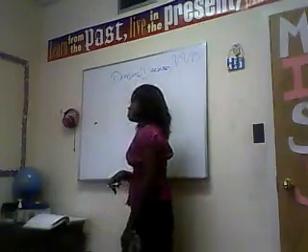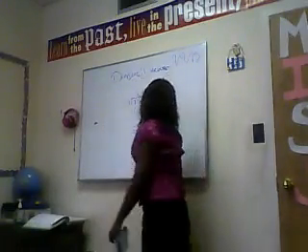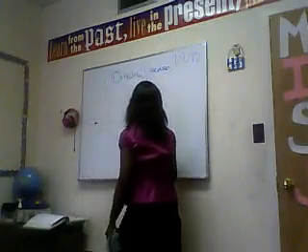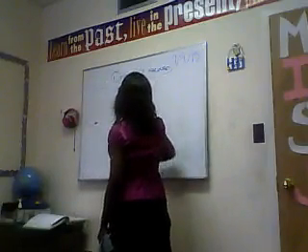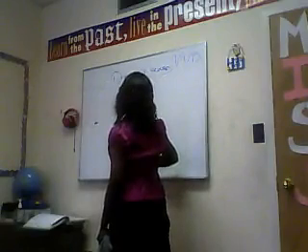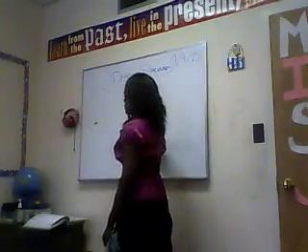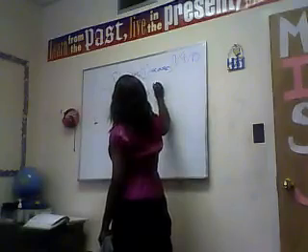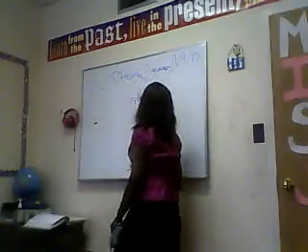33 minus 27 is? 6. Can you divide anymore? Yes. Wait, no. That one 5 is. So what's my remainder here? 5. 7,863 divided by 9 is 873 with a remainder of 5.